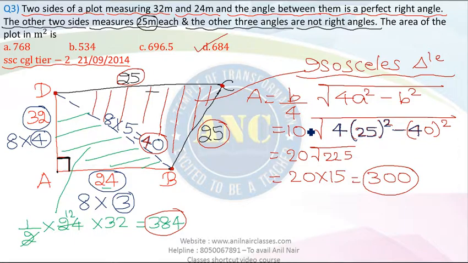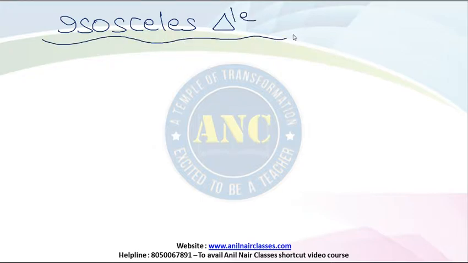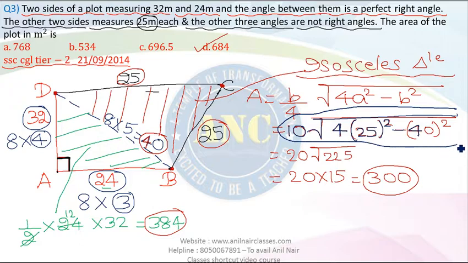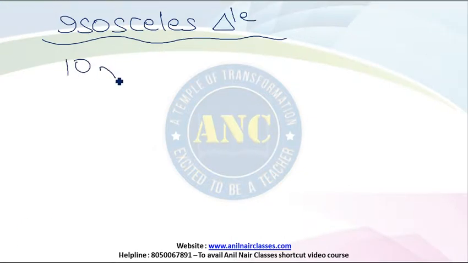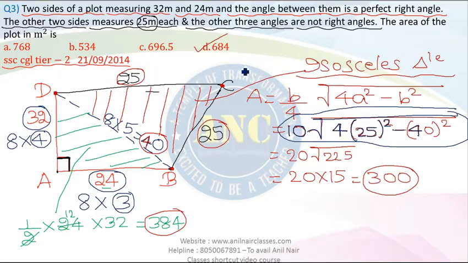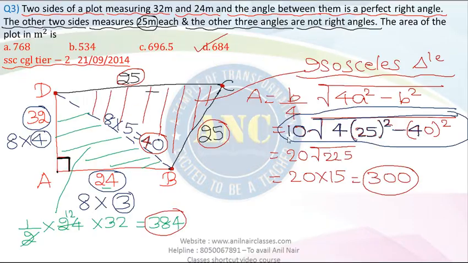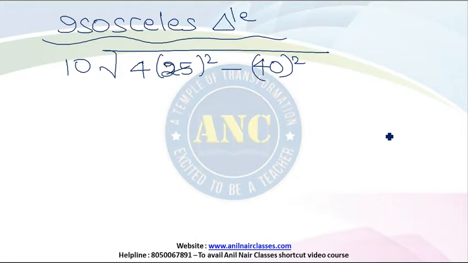Yes, a little better approach according to the given answer options. This is 10 into something, right? Let me write it on the next screen. I am talking about finding the isosceles triangle area right now, not the entire question. The isosceles triangle area is 10 into square root of 4 into 25 square minus 40 square. If I simplify, I will finally get 20 into root of 225, 20 into 15, 300. But simplifying is a little time consuming, right?